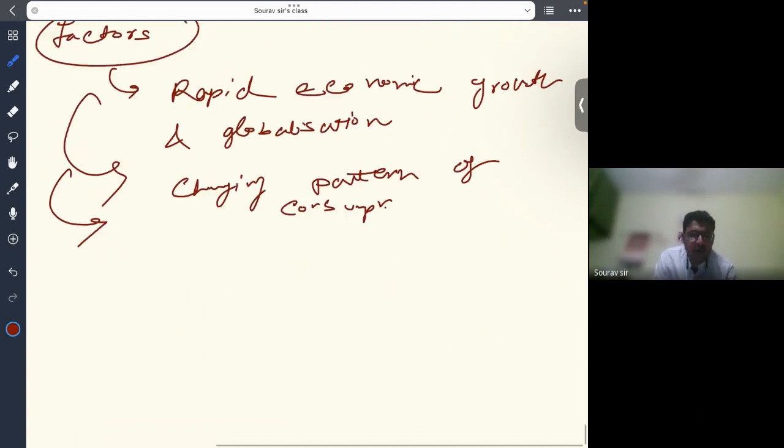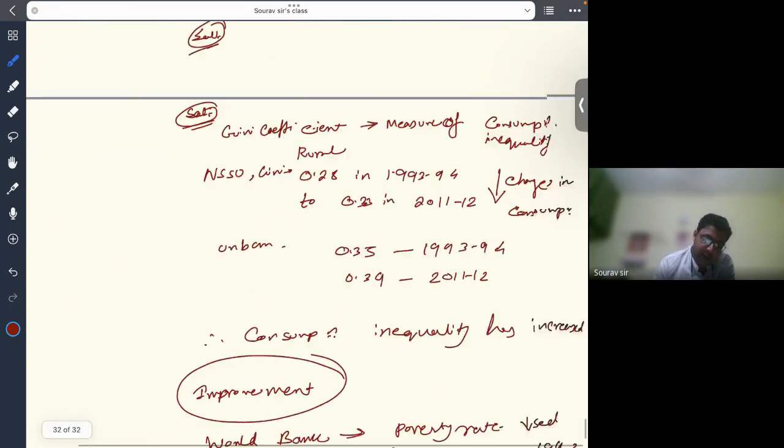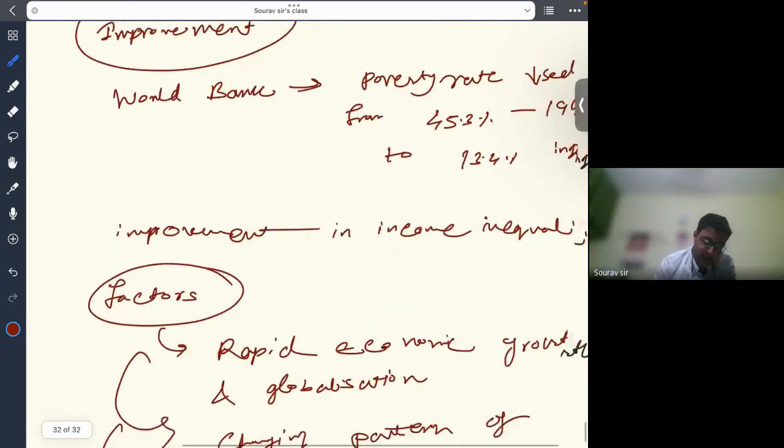Overall, while there have been some improvements in reducing poverty and income inequality in India, the trend in consumption inequality since the 1990s has been mixed. It will be important for policymakers to continue to address these issues in order to provide inclusive growth and reduce inequality in the country. This is a very important question, and you should use this data set to answer this question efficiently.